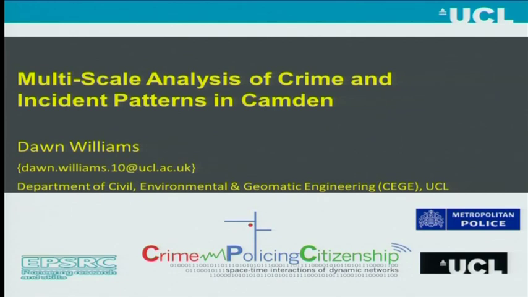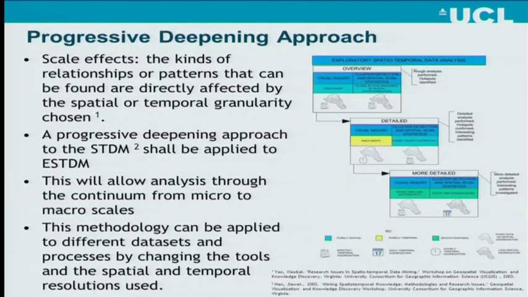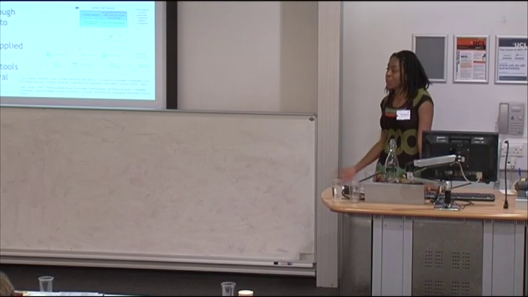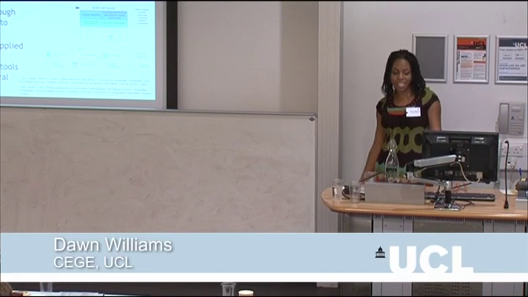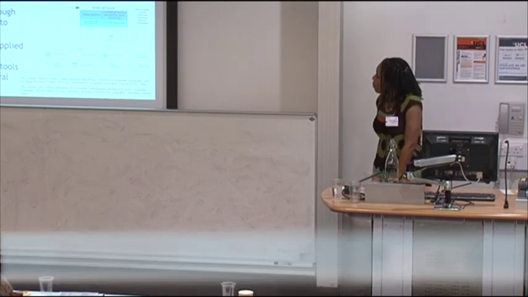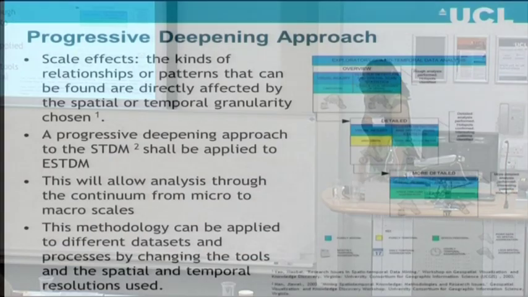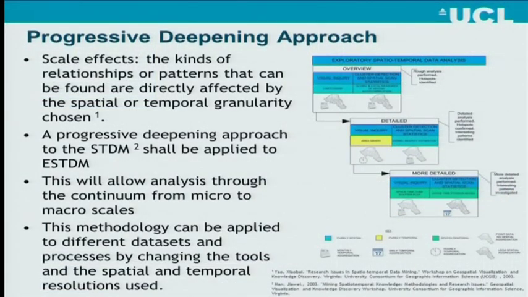I'm Dawn, and I'll be presenting about multi-scale analysis of crime and incident patterns. So how do we do it? We could do it using a combination of visual inquiry tools as well as cluster detection and spatial scan statistics. But we should apply a progressive deepening approach to compensate. If we don't think about the scale effects, the kinds of relationships that we could get are directly impacted by the type of spatial and temporal granularity that you choose.